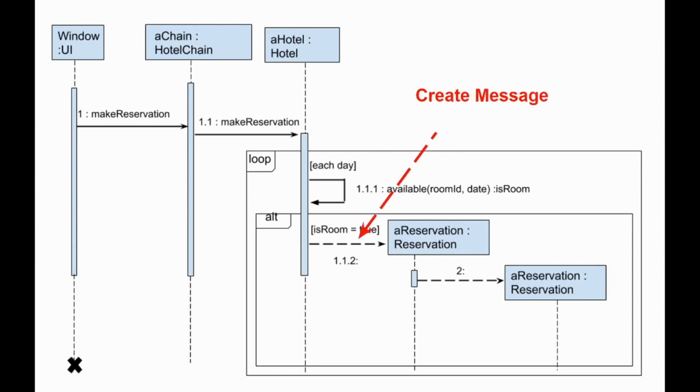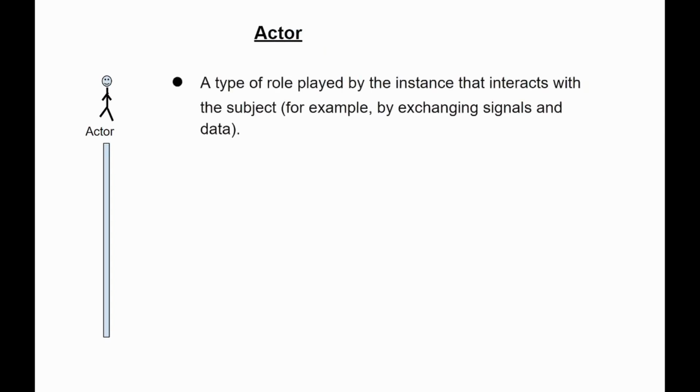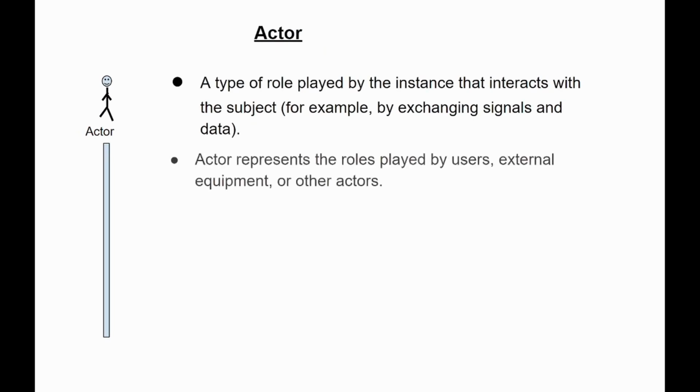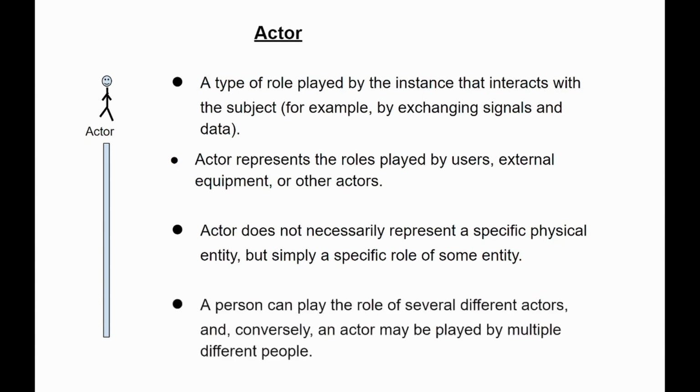Let's look at the basic notation of the sequence diagram. Actor, a type of role played by the instance that interacts with the subject, for example by exchanging signals and data. Actors represent the roles played by users, external equipment, or other actors. Actor does not necessarily represent a specific physical entity, but simply a specific role of some entity. A person can play the role of several different actors, and conversely, an actor may be represented by multiple different people.